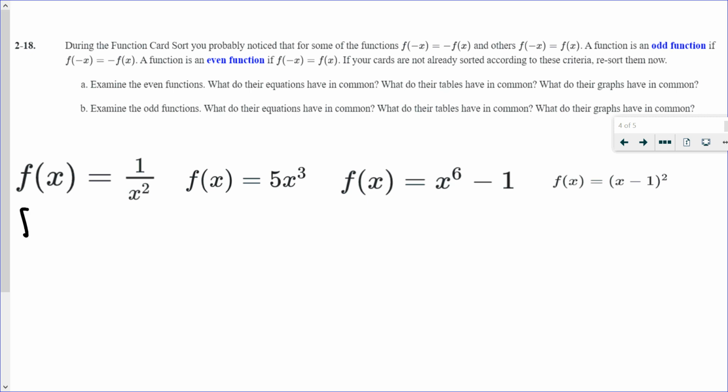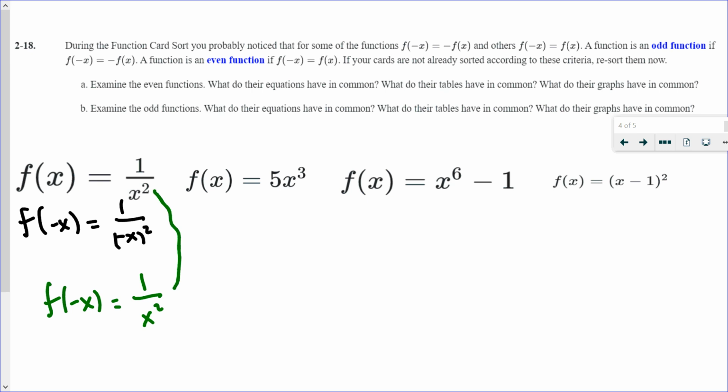So for example, if I find f of negative x here, if I rewrite this equation as f of negative x, I have 1 over negative x squared. But what we need to dive deeper into is understanding some of the outputs based on operations. If I square things, it makes everything positive. No matter what, negative, negative, positive, positive, it's going to square it. So really, this simplifies to just 1 over x squared. Even when I plug in negative x, it makes that same graph, which makes this an even function.